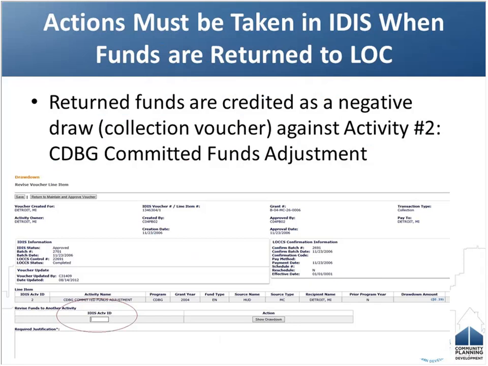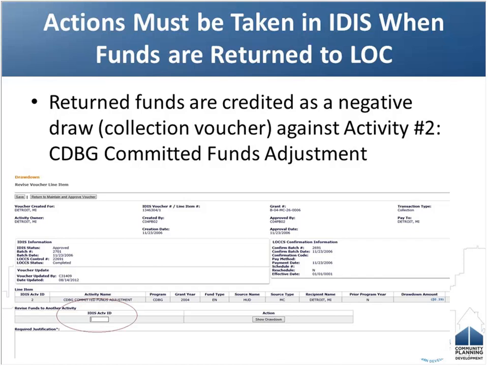So after 10 to 15 business days, you go into IDIS, you search voucher under Activity 2. If you see a negative voucher, it's called a collection voucher. That's the funds you returned. You will click on that voucher at maintain, and then it will bring up the maintain voucher screen. Then you will revise the voucher to another activity.